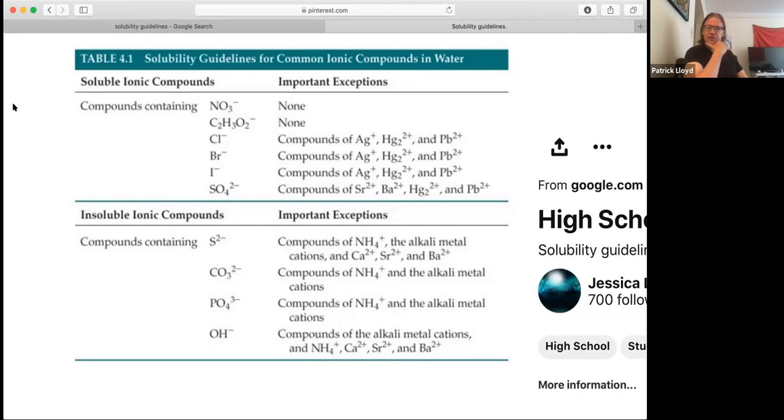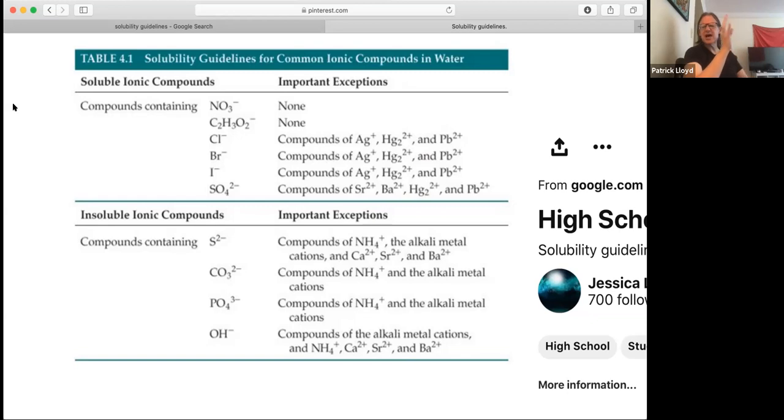Most phosphates are insoluble. They don't dissolve very well. Again, the exception is the ammonium ion, NH4 plus, and the alkali metals. Hydroxide is generally insoluble, but there are more exceptions with hydroxide. So the exceptions are, again, the alkali metals. They're always soluble. Ammonium, always soluble. And then you've got your calcium, strontium, and barium.